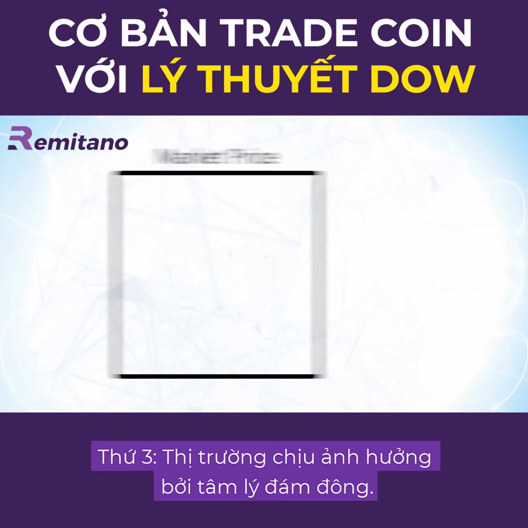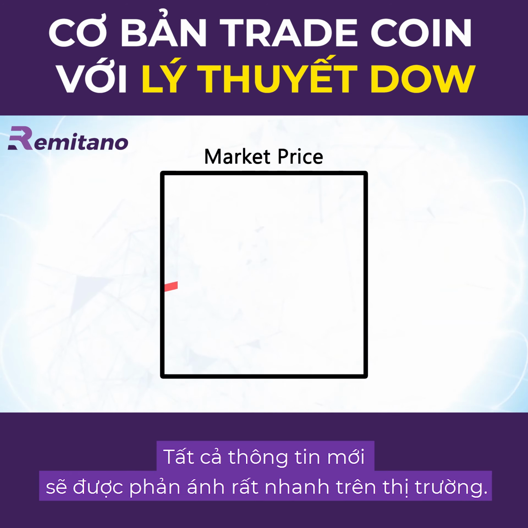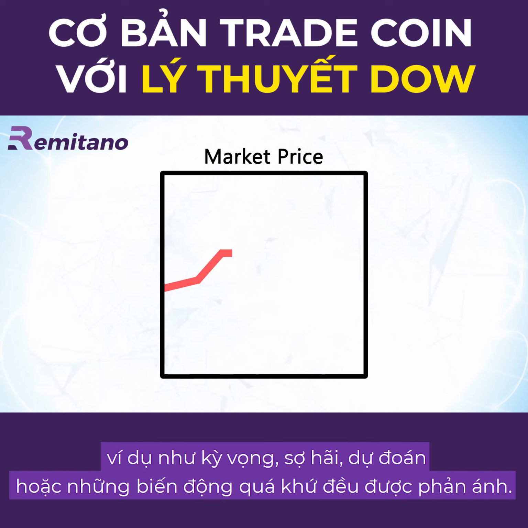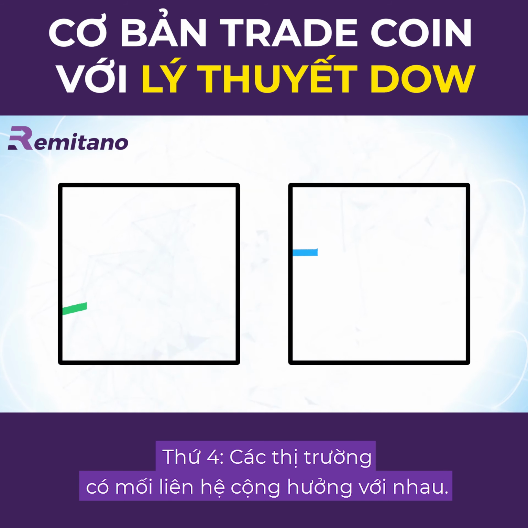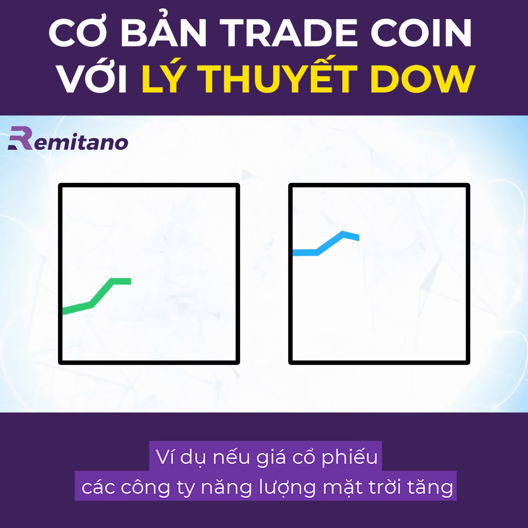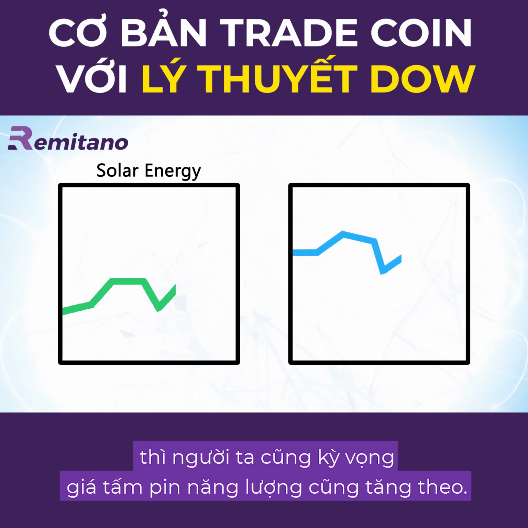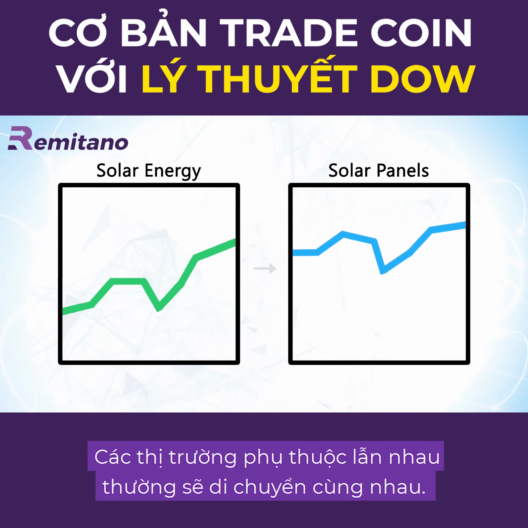3. The market discounts all news. Any new information is very quickly reflected in the market. The sum of the world's hope, fear, projection, and history are all taken into account. 4. Averages in the markets must confirm each other. Essentially, this means that if solar energy stocks are surging in price, you would also expect solar panel manufacturers to be surging in price. Markets that rely on each other should generally move together.